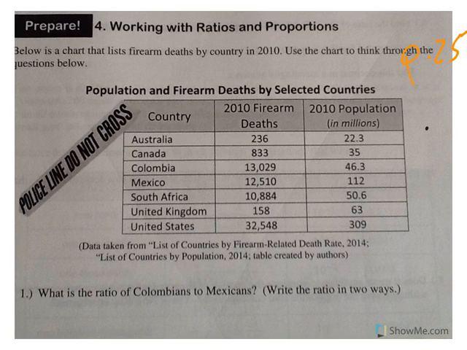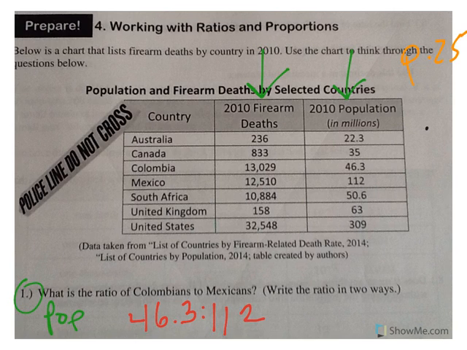Colombians to Mexicans. Notice that in question 1, we have firearm deaths and population. When you're thinking about what ratio you're going to write, you have to pay attention to the wording. In question 1, they talk about the ratio of Colombians to Mexicans. It doesn't say anything about firearm deaths, so for number 1, we are dealing with population. How many Colombians do we have? We've got 46.3 million, compared to 112 million Mexicans.